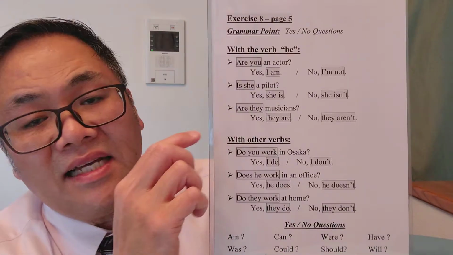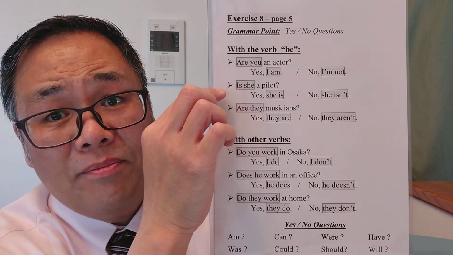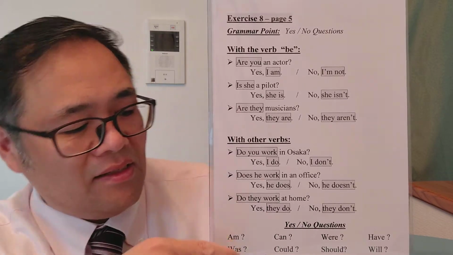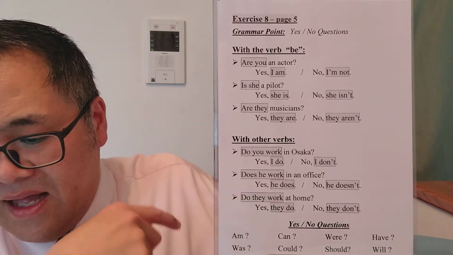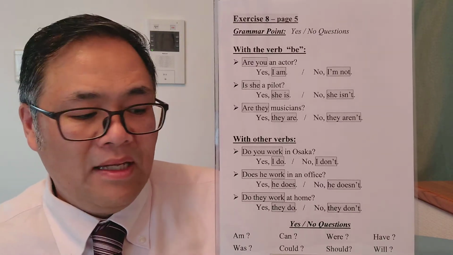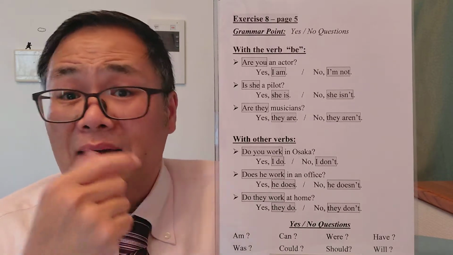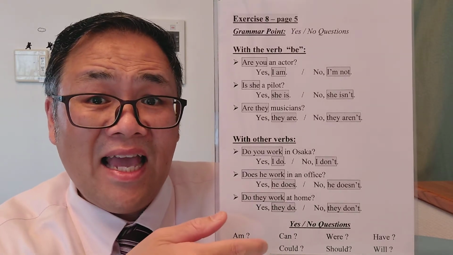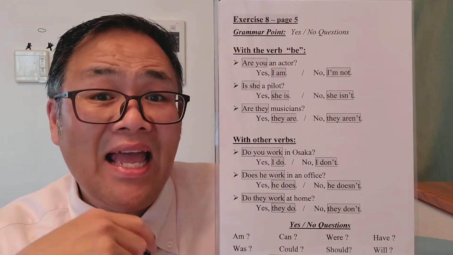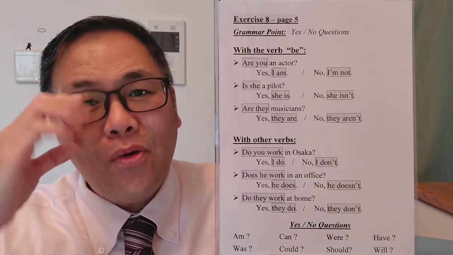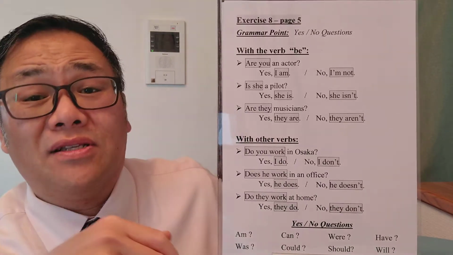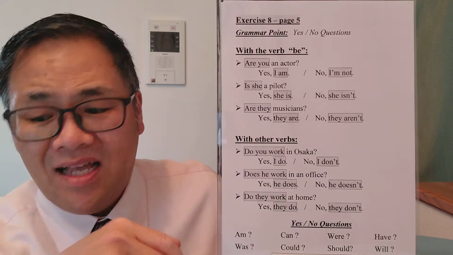So as you can see, these yes and no questions have the verb be or other verbs. Now, there are many kinds of yes and no questions. As an example, on the bottom, you have am, can, were, have, was, could, should, and will. Examples would be, am I an English teacher? Can you cook okonomiyaki? Were you here yesterday? Have you been to Mount Fuji? All kinds of questions. So that's an example of yes, no questions. That's the focus of lesson B. Yes and no questions.